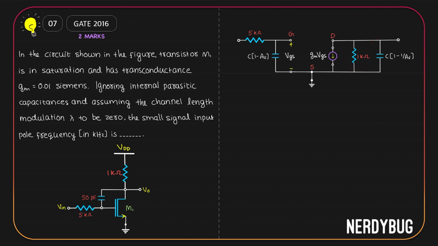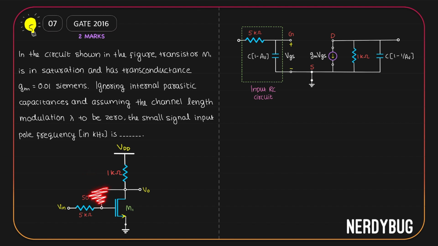Now the question is to find the input pole frequency. The input pole frequency comes from the input RC circuit we have over here. Before we do anything, we have to find the value of C multiplied by (1 minus AV). C is given in the question. It is 50 picofarad. What we need is AV. AV here is the gain of this circuit when the capacitance C is not included.